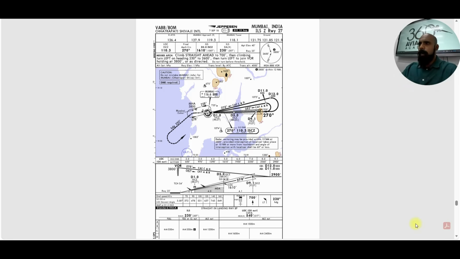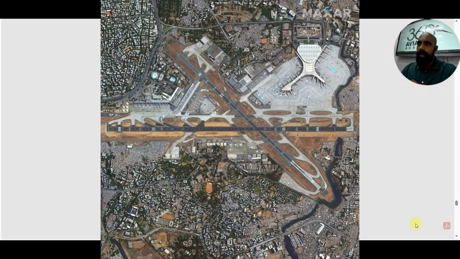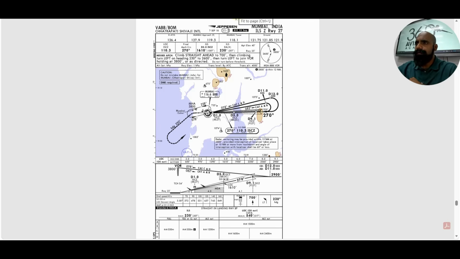airports. So right now in front of us, we have an approach chart, an arrival chart into Mumbai city, and especially the Mumbai runway 27. So let's dive right in and have a look.